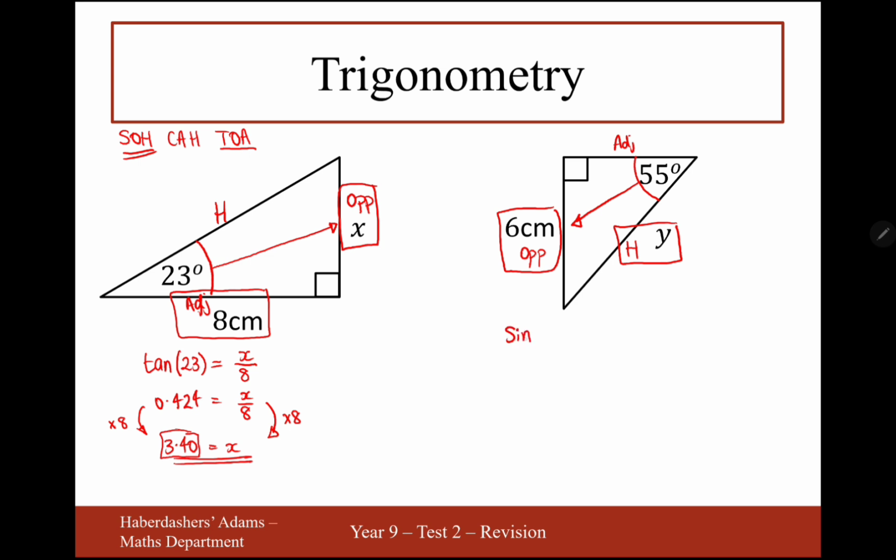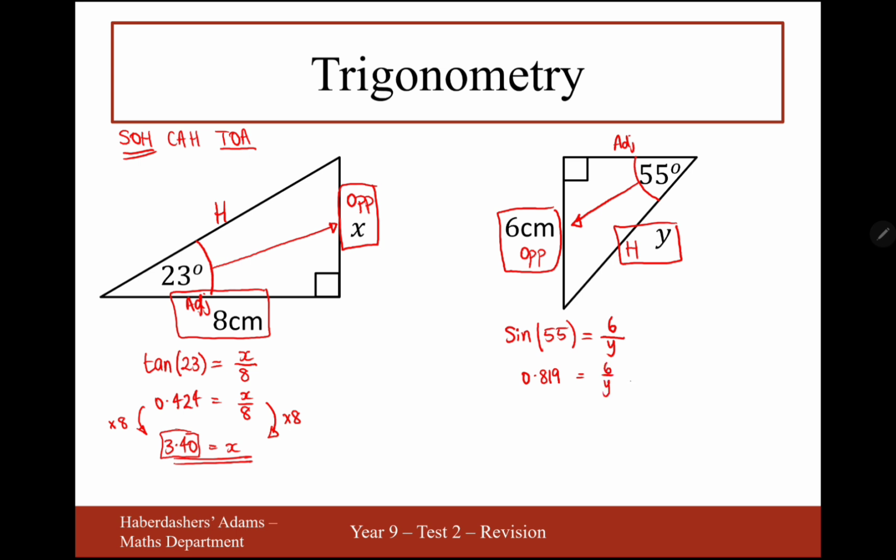Although it says sin, you're going to pronounce it sine. So sine of 55 equals, now we need to make sure our fraction is in the right order. So opposite goes on the top, so that's 6, and hypotenuse goes on the bottom, that's y. This is a little bit more of a difficult one to rearrange because our y is on the bottom. So we type into our calculator sine 55 and we get 0.819 equals 6 over y.